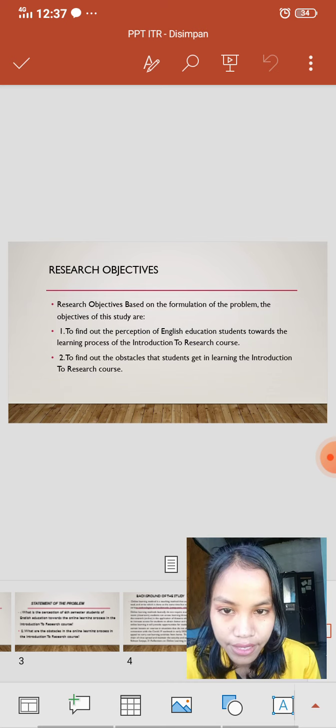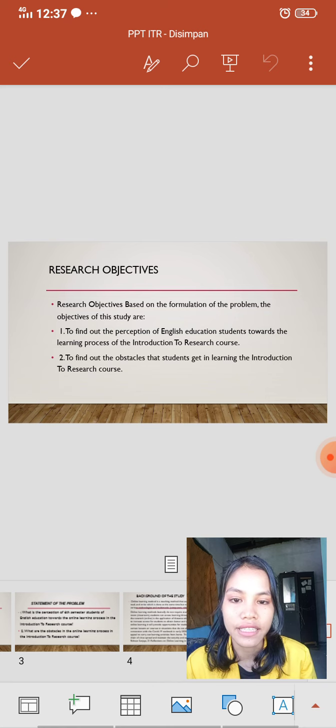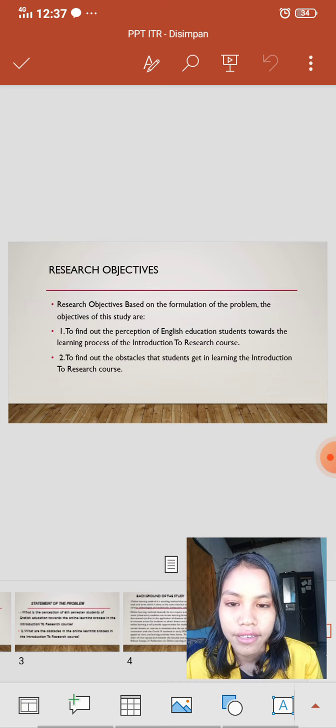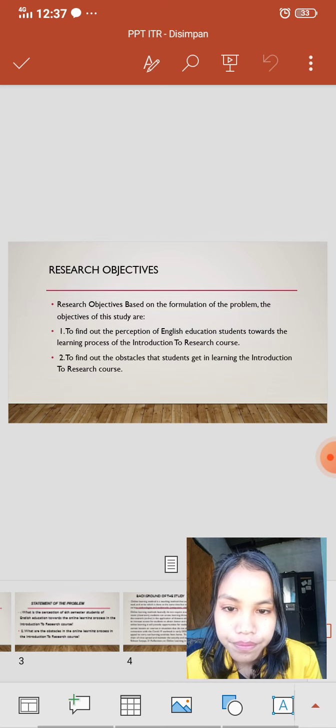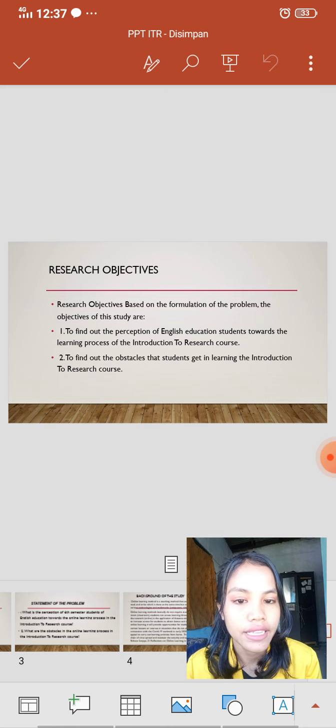Research objective. Based on the formulation of the problem, the objectives of this study are, first, to find out the perception of English education students towards the learning process of the introduction to research course. And then, to find out the obstacles the students get in learning the introduction to research course.